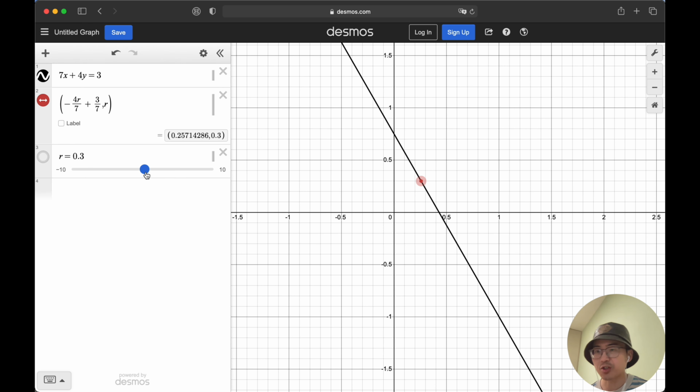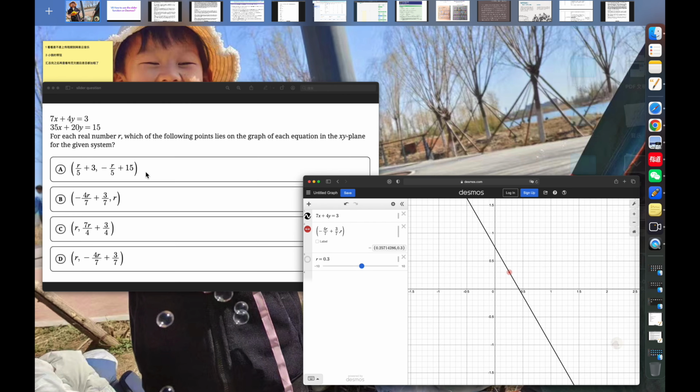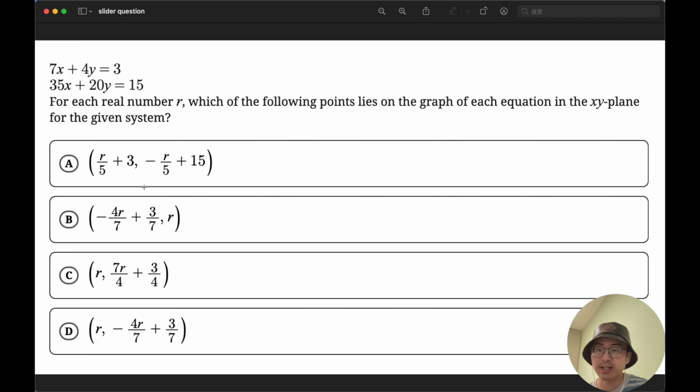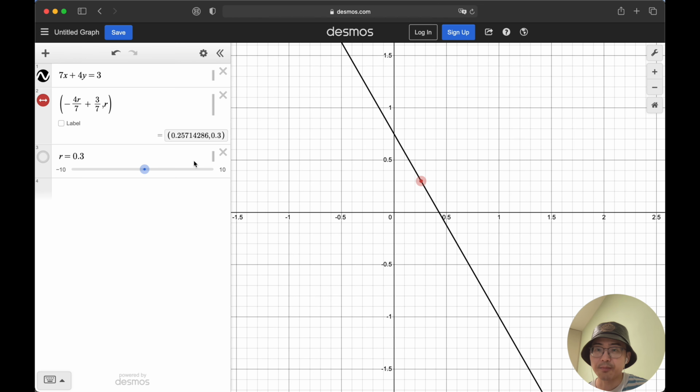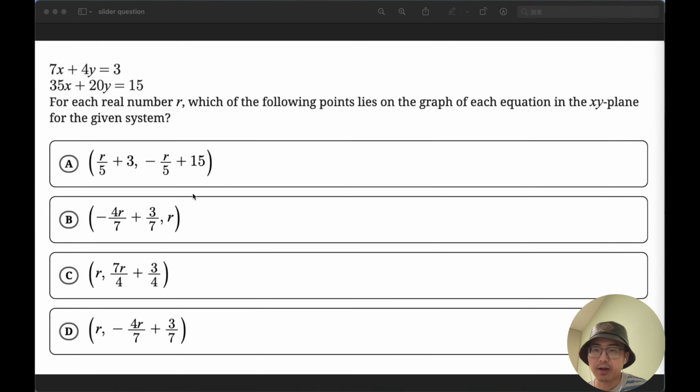So for each r value, this point always satisfies the equation, right? And since the two equations are the same, we can say that this choice satisfies the system. So B is the correct answer. You can go on with choices C and D. You will find that for different r values, the point will not necessarily lie on the line. Okay, so B is correct.